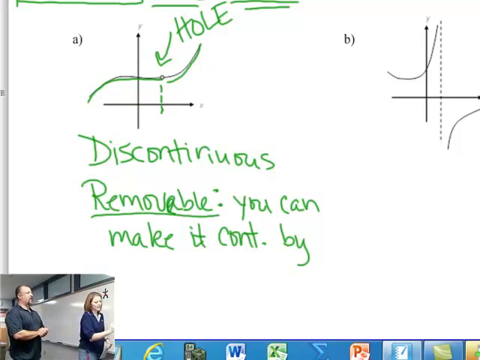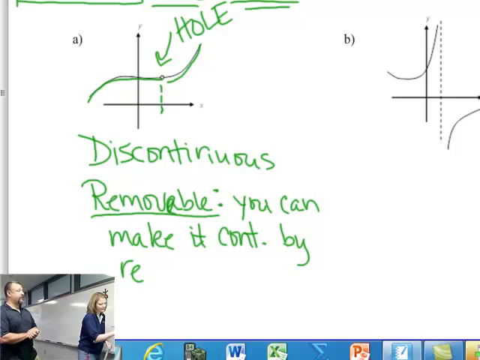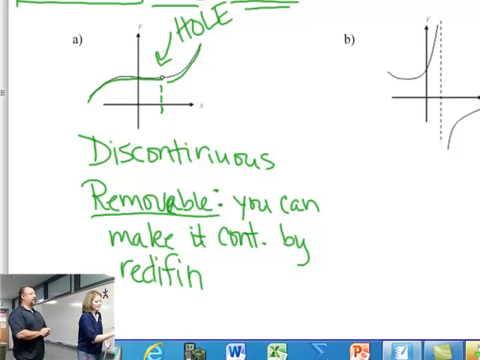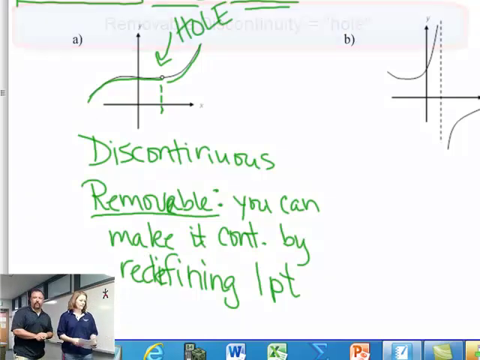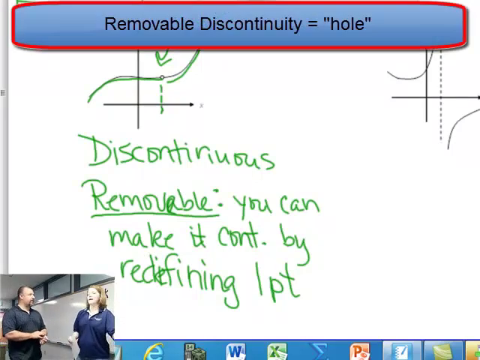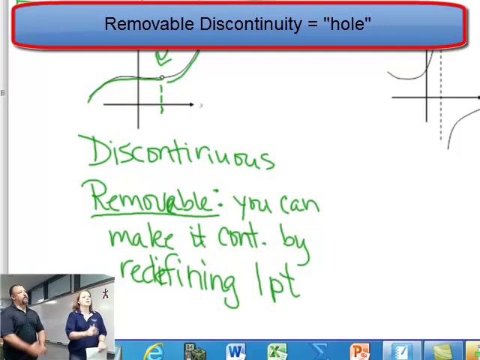So again, if it is removable, that's an A. You can make it continuous by defining or redefining one point. I was just going to say plugging in the point, but there's the calculus instructor in him. Redefining. See, now I can't spell. One point. Okay. Everything else is non-removable if it's not continuous or discontinuous.